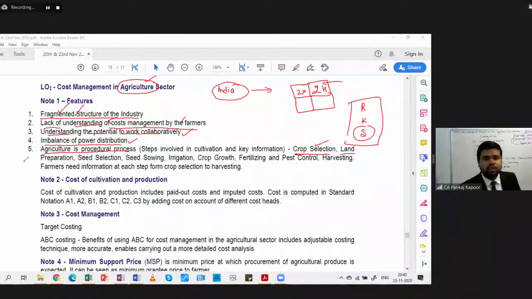Okay. Moving further, the land preparation. According to the crop which you select, you need to prepare the land accordingly. Okay. Then the seed selection. What sort of seed are you going to use? You might have heard about the different varieties of potatoes or onions. It all depends upon the seed which you select. Then the seed sowing and the irrigation.